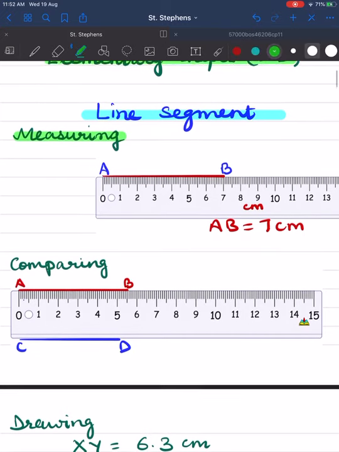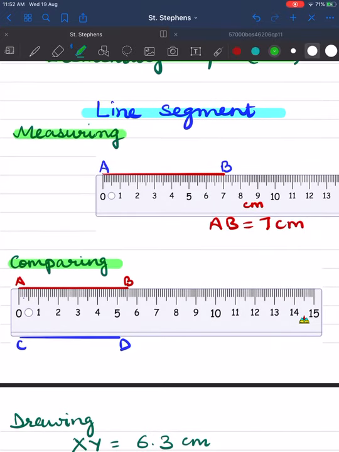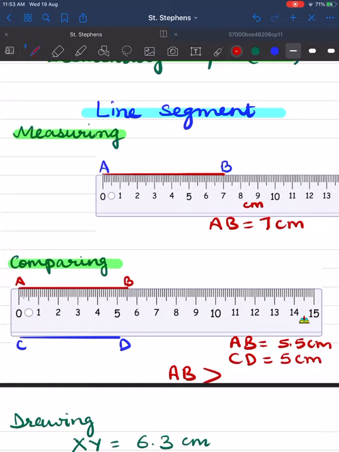Now let's compare two line segments AB and CD. So let's find out their length. Let's read the mark on the ruler which is against point B. We observe that it has 5 big divisions and 5 small divisions. So the length of line segment AB is equal to 5.5 centimeters. Now let's read the mark on the ruler which is against point D and we observe it is 5. So the length of line segment CD is equal to 5 centimeters. Now here line segment AB is greater than line segment CD.